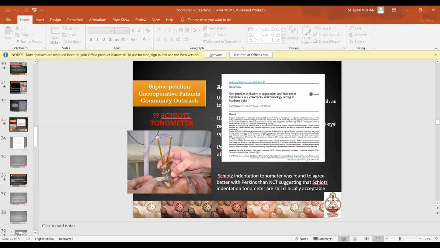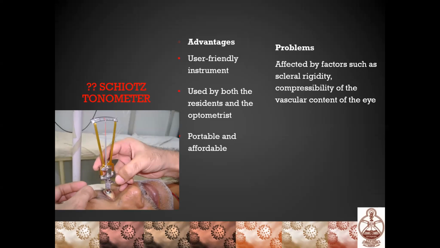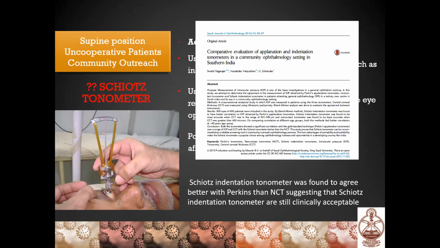So we were discussing the indications of Schiotz tonometry in the present scenario. Despite some issues with Schiotz tonometry, we do it in patients who are uncooperative or in supine positions, or sometimes in a camp or community outreach. In fact, studies have found that it agrees better with Perkins tonometry than non-contact tonometry. So Schiotz still has a role in certain scenarios.